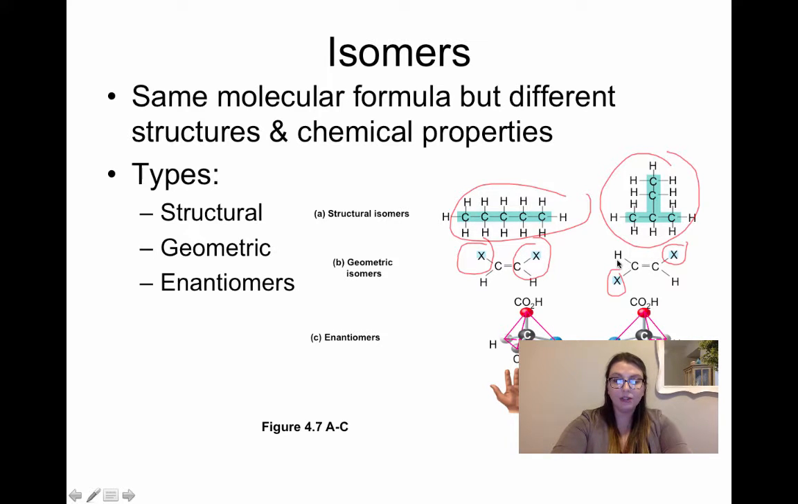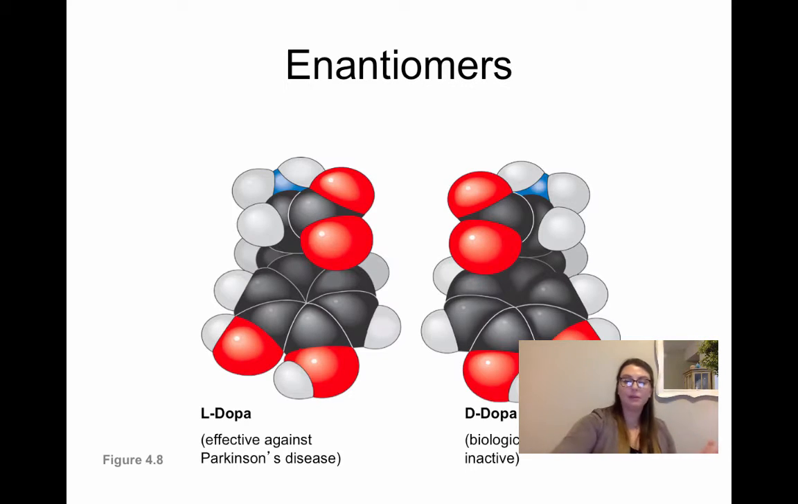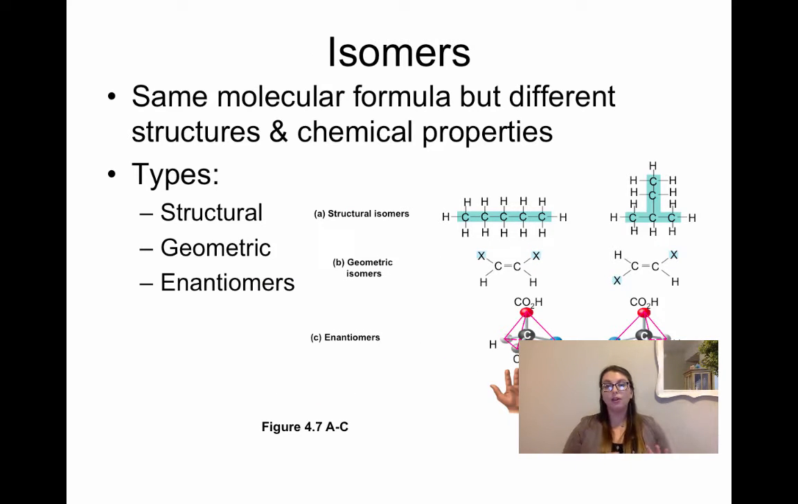And then we have enantiomers, and you can think of enantiomers as mirror images. They look alike, but they're not superimposable. So you can think of your hands. You see that your hands look identical, but if you tried to put one on top of the other, they don't match up. So that's the best way to think of an enantiomer.